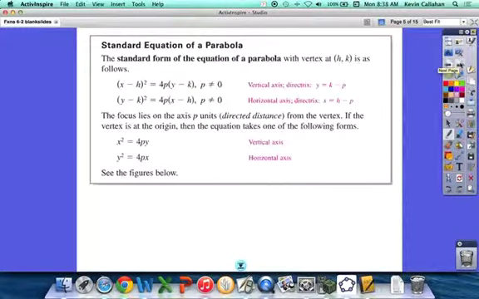Okay, so we have standard equations, or standard forms of equations, of parabolas. And unlike when you've dealt with quadratic functions in the past, in which case the parabola is always opened up or down, now we're going to have parabolas that could open to the right or to the left. That's why we need to have two different equations.